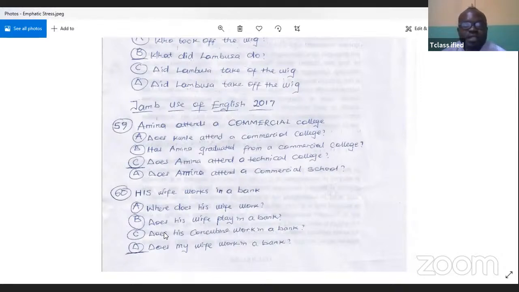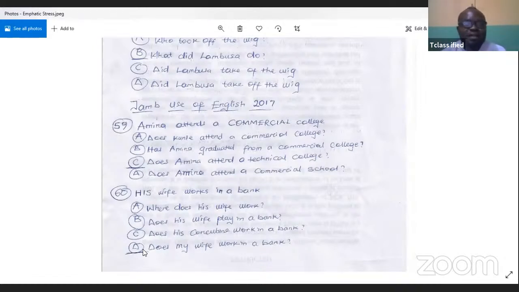Now, option C: does his concubine work in the bank? It's still talking about "his," whether it's his wife or his concubine. So the stress word is "his." We have "his" here, we have "his" here. So in all these sentences, we are discussing "his."